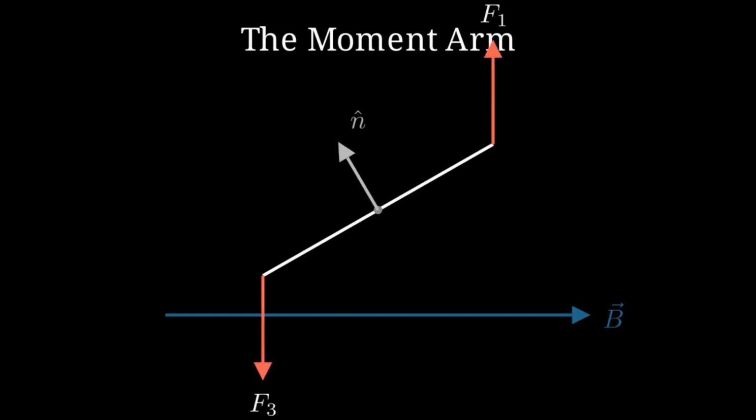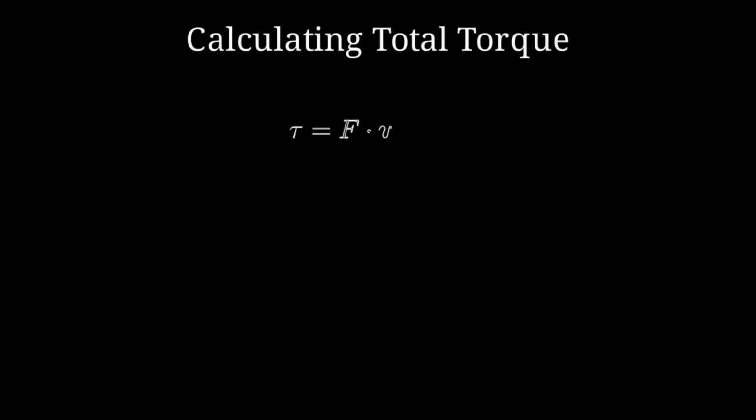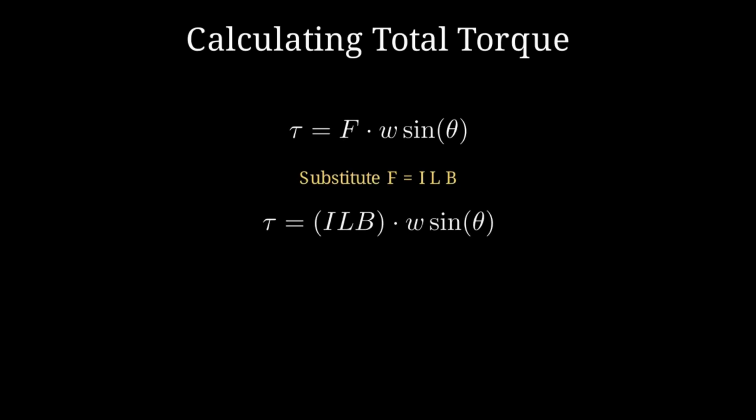With the loop width labeled W, the distance from the center to the force line is determined by the sine of the angle theta. By multiplying the force on the vertical sides by the width and the sine of the angle, we get the total torque. Since length times width equals the area A, we can simplify the expression.